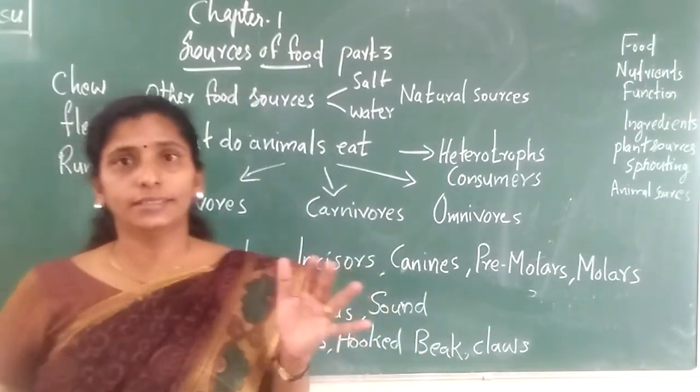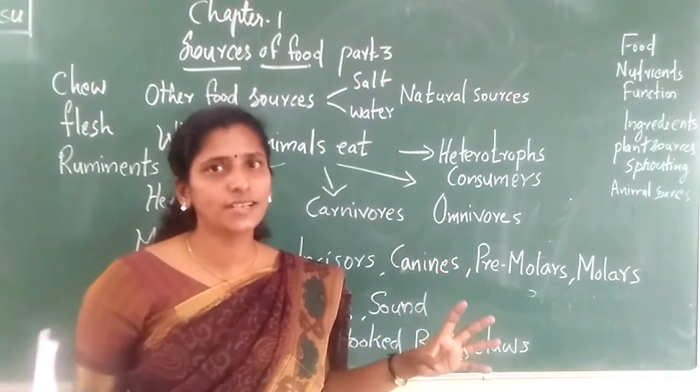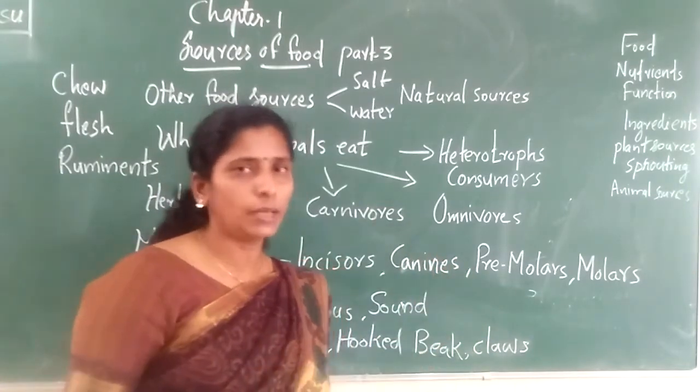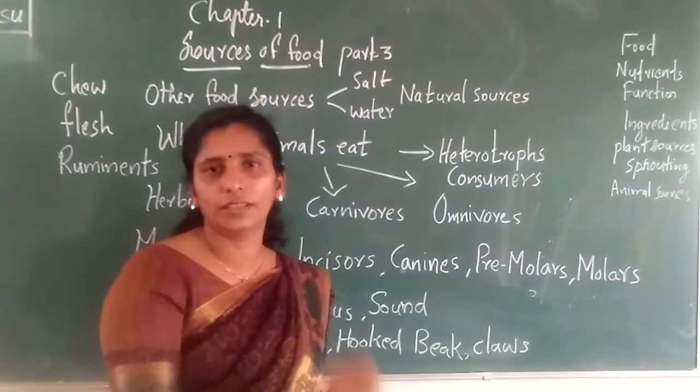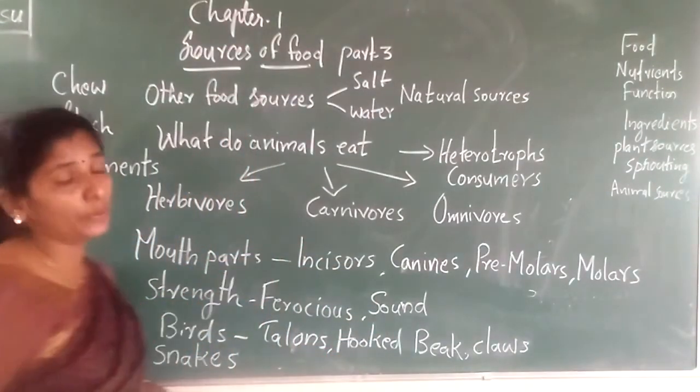Okay. So the tiger, lion, all these are very cruel. We can say what? Ferocious animals. Very cruel animals because they attack for food. Next is, see, some birds.